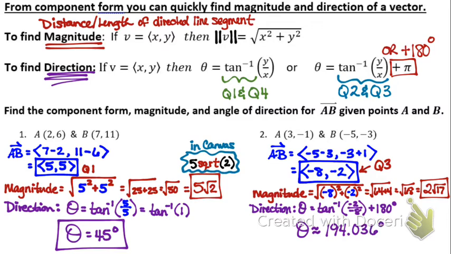$194.036. Is 194 degrees in the third quadrant? Yes. I want you guys to do 3 and 4 on your own. I'm going to give you about 5 minutes for that, and then we'll check yours against mine. So take about 5 minutes to do number 3 and number 4.